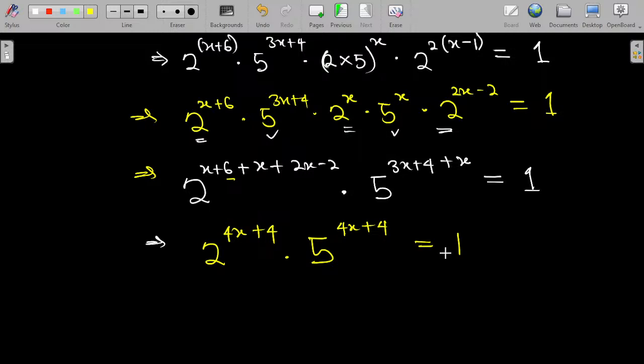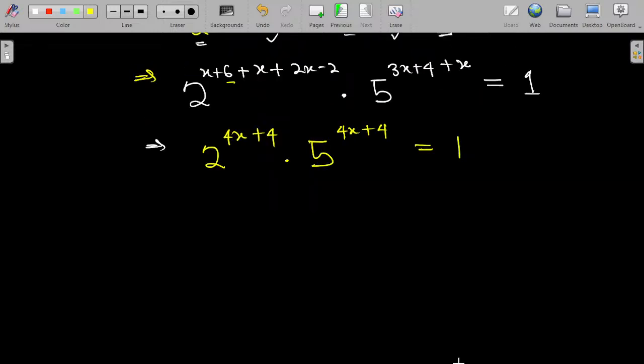And why did the person that constructed this question do this? Because since the bases are different, the only thing is that the power should be the same, so that you can now use distributivity of power to extract the powers and then multiply the bases. Wow. I hope this is making sense. Okay, let me go on to this side.